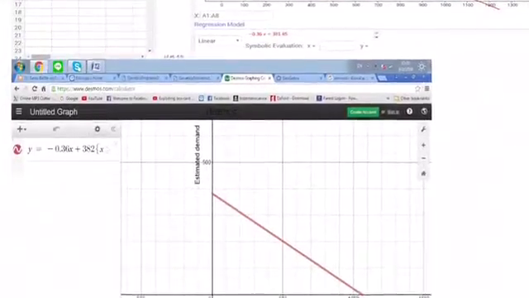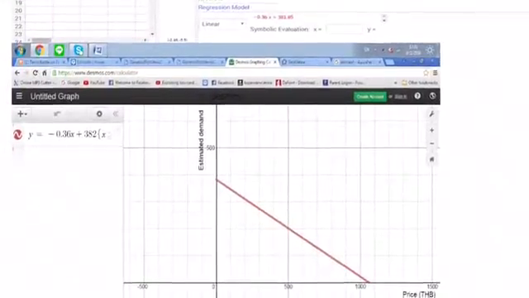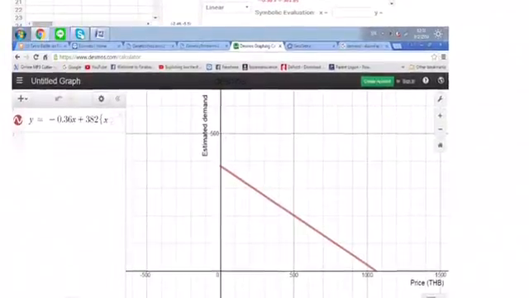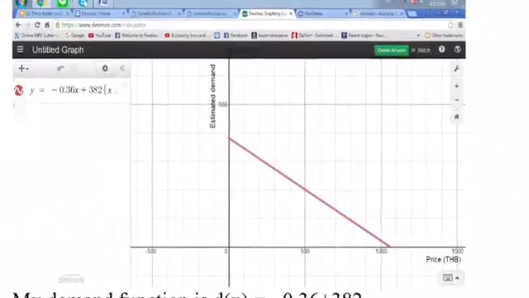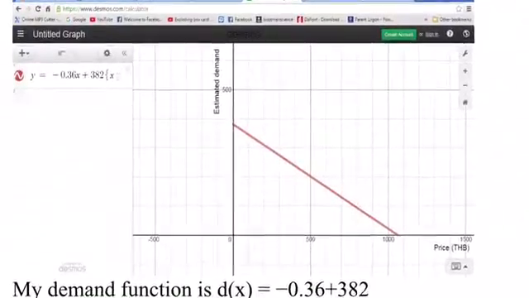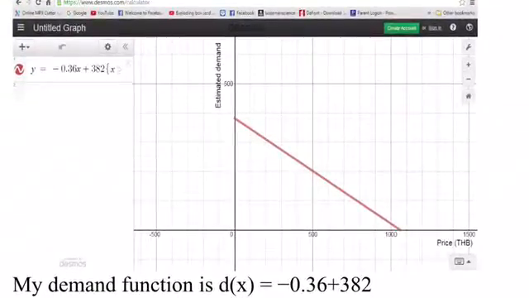After I got the demand function, which is d(x) = -0.36x + 382, I then graphed the function in Desmos.com, and it looks just like the picture shown now.